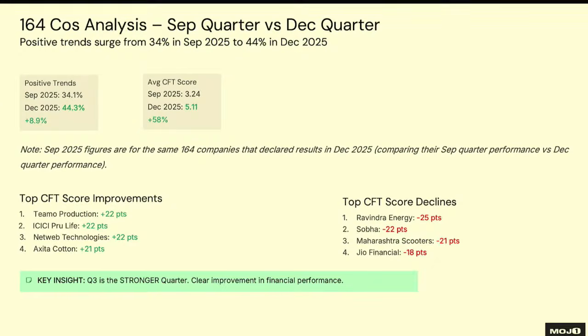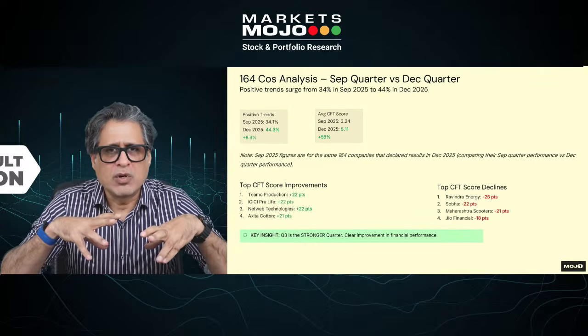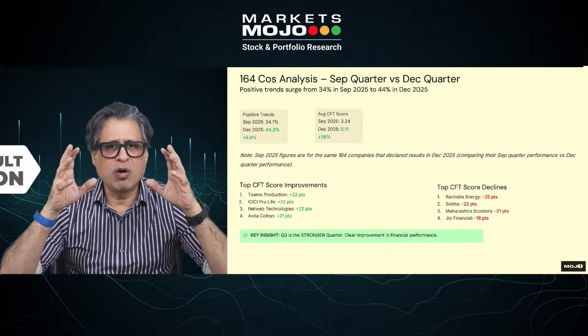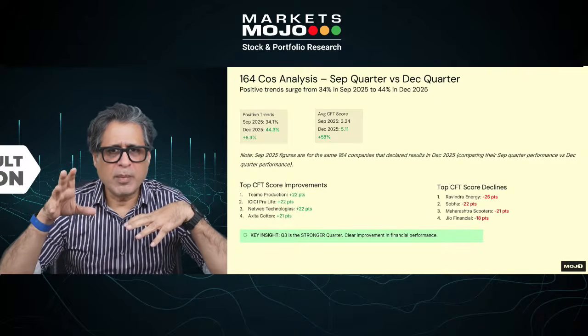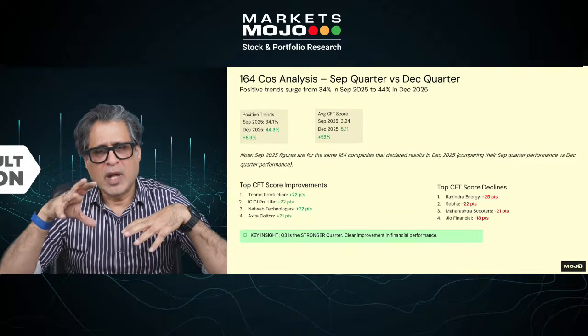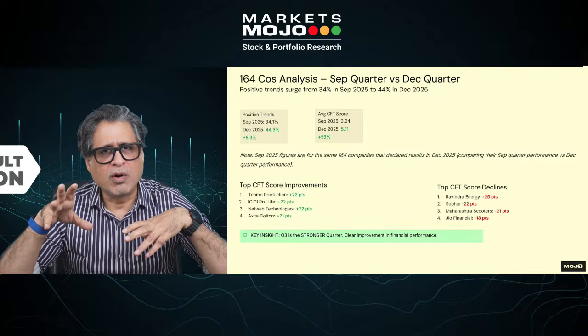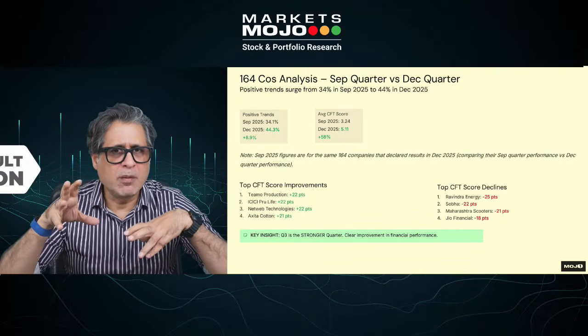If you look at the positive trend in the September 2025 quarter, 34.1% of companies had a positive trend, which has gone up to 44.3%. So obviously there is a very, very clear sign that the same companies are doing better in the December 2025 quarter. And that's the reason we should analyze this properly and go into deeper points on this. The reason I'm doing this is because a lot of our 2026 outlook depends on how this result season goes. And finally, towards March, we may see a rally coming up on broader indices. So we are in the build-up stage today.